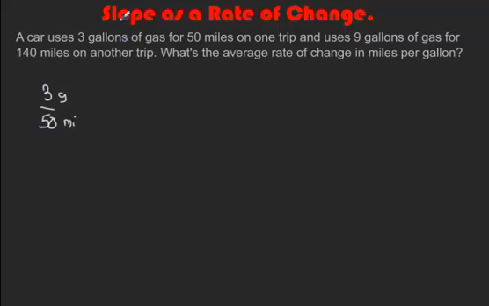Alright, so I've only read that, and that's probably a bad thing to do. Maybe I should have read through the whole thing. A car uses 3 gallons of gas for 50 miles in one trip, and it uses 9 gallons of gas for 140 miles on another trip. What's the average rate of change in miles per gallon?